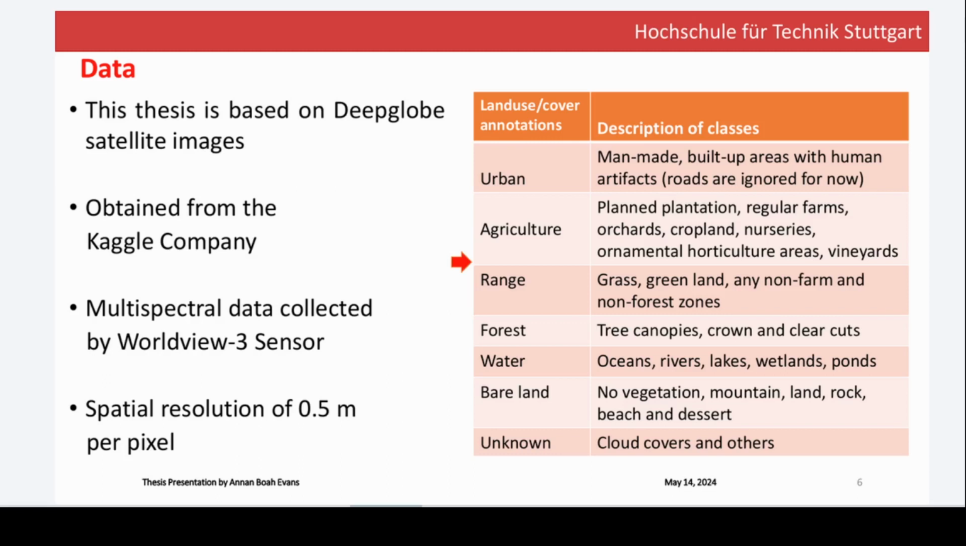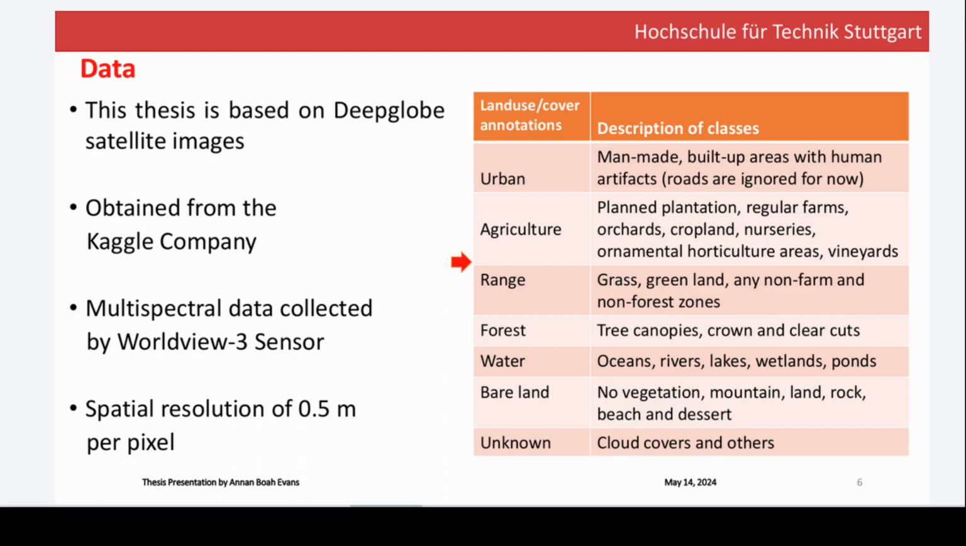So we coupled with Google, a subsidiary company of Google, so that we can get access to this data, which has already been processed and labeled according to the various classes. This spatial data is multi-spectral data collected by the WorldView sensor with a spatial resolution of 50 centimeters per pixel, which is approximately 0.5 meters per pixel.